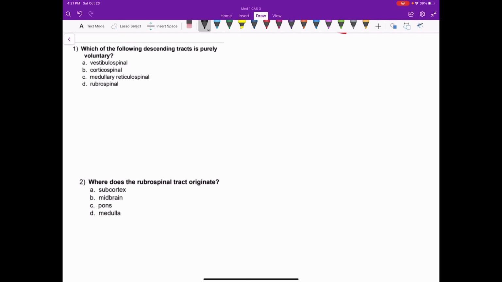Okay, which of the following descending tracts is purely voluntary? Well, what is a voluntary tract? Well, we said the main voluntary tract was the corticospinal tract, right? This was our conscious control. What was the unconscious control? Well, that's the corticobulbar, the rubrospinal, the vestibulospinal, the ponto reticulospinal, and the medullary reticulospinal. So our answer's got to be corticospinal.